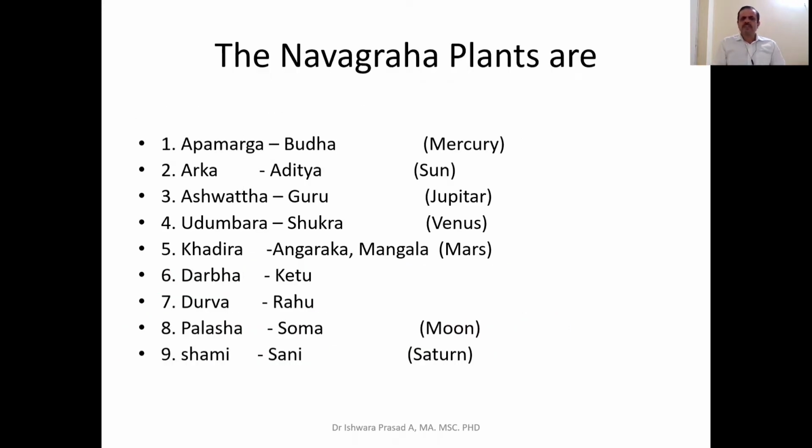So Navagraha plants, then what are the Navagraha plants? Of course, we had already seen them. To which Graha, which plants? I mean these 9 Samidhas. Apamarga relates to Buddha Graha, Arka to Aditya, that is Sun, Surya Graha. Ashwatha refers to the Guru Graha. Udumbara refers to the Shukra Graha. Khadira refers to Mangala or Angaraka. Darbha to Ketu. Durva to Rahu. Palasha to Soma, and Shami to Shani Graha. So this is how each plant is referred to particular grahas.